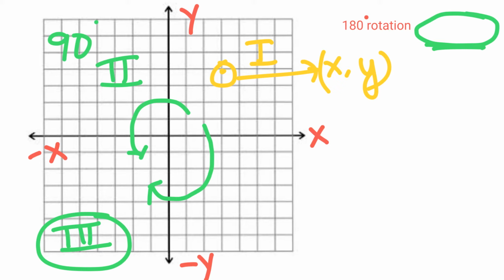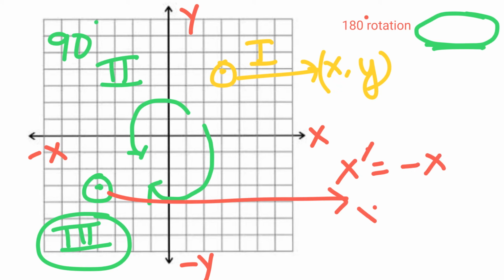Now in the third quadrant, the new x-coordinate is negative x and the new y-coordinate is negative y. So we get the final answer of the xy coordinate as negative x and negative y. I hope this is clear now.